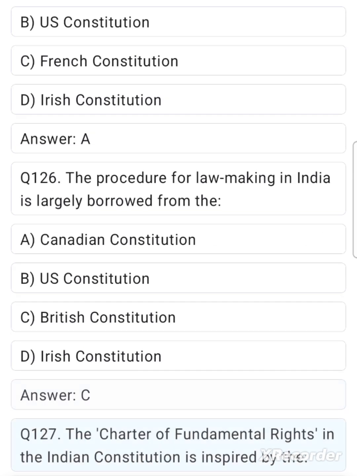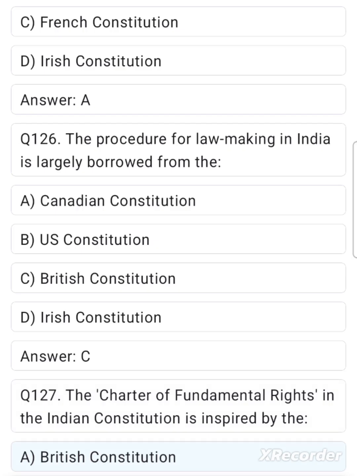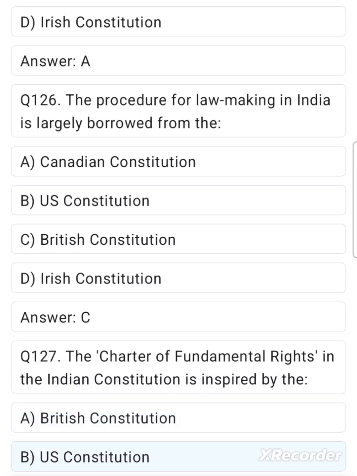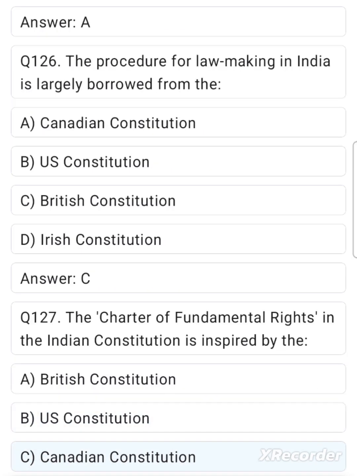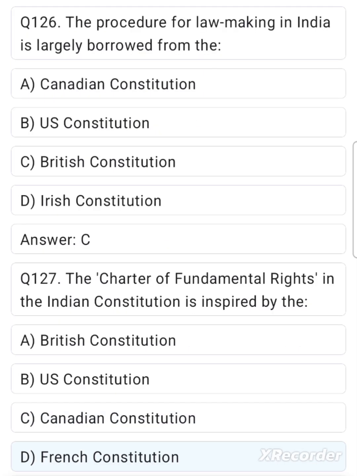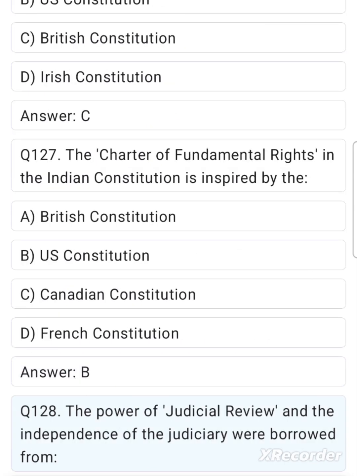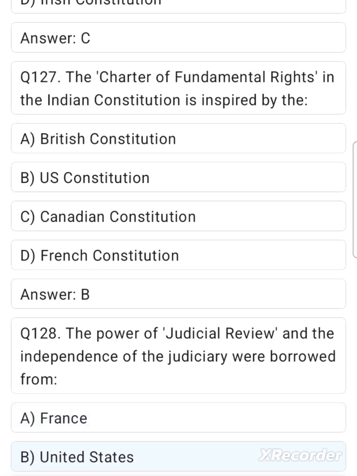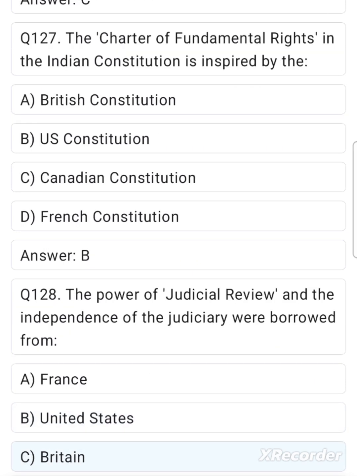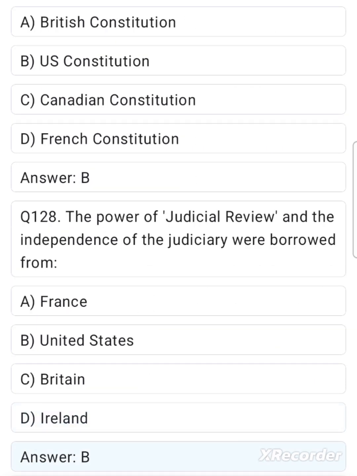Q 127. The Charter of Fundamental Rights in the Indian Constitution is inspired by the A. British Constitution. B. US Constitution. C. Canadian Constitution. D. French Constitution. Answer: B. Q 128. The power of judicial review and the independence of the judiciary were borrowed from A. France. B. United States. C. Britain. D. Ireland. Answer: B.